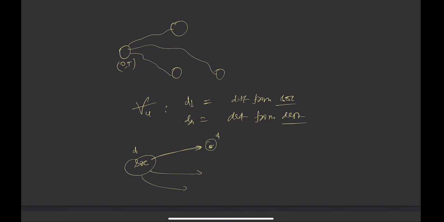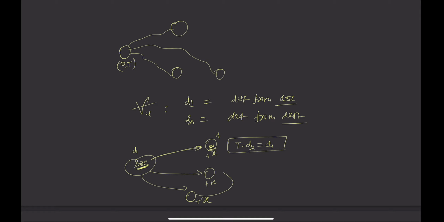Can I go from source to this node? Yes, if and only if t minus d2 is equal to d1. So that means if the number of ways to reach here is x, then the number of ways to reach here will also be x. The number of ways to reach here is x, then it will also increase by x, right? So it will also increase by x.